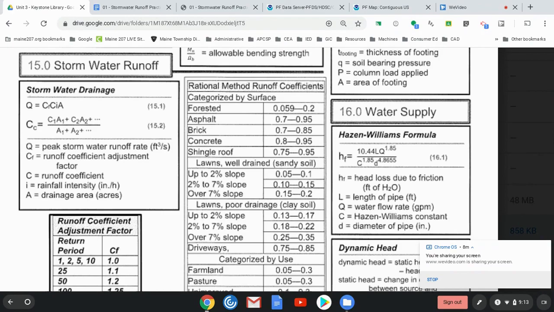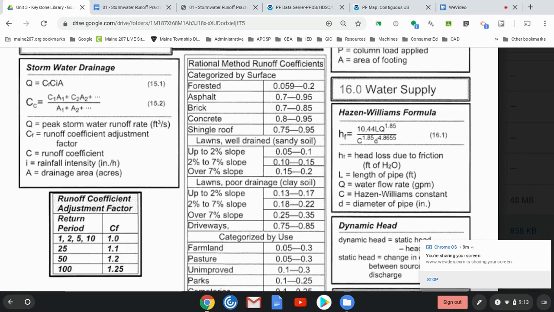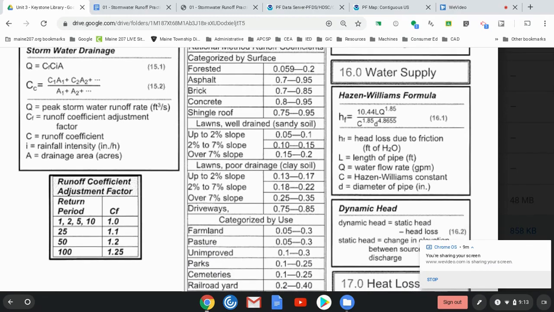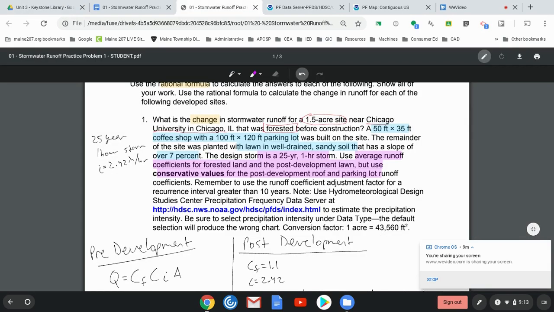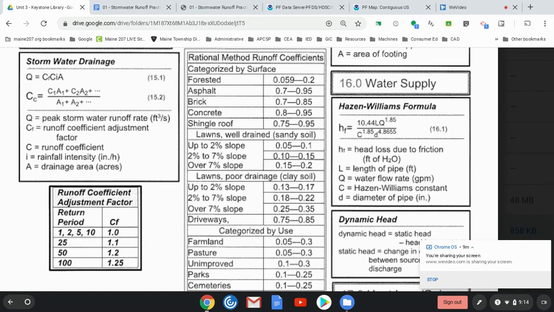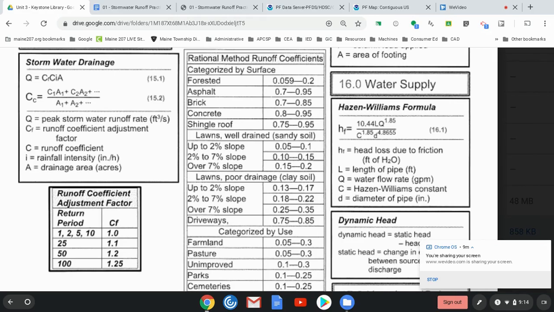And here we just have to make an assumption. It doesn't tell us exactly what the roof situation is, but since they didn't explicitly tell us it was a green roof or something like that, we're assuming maybe worst case scenario, and that's what it means for conservative values: conservative values for post-development roof and parking lot runoff. So worst case scenario, meaning pretty much all the water runs off. It's going to be a shingle type roof or an asphalt type roof. So worst case scenario is the 0.95.